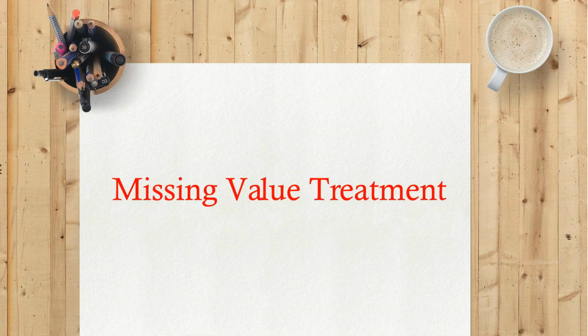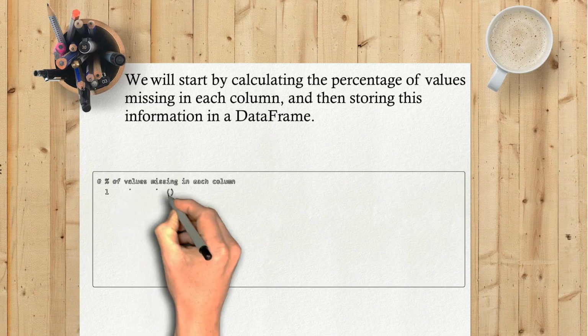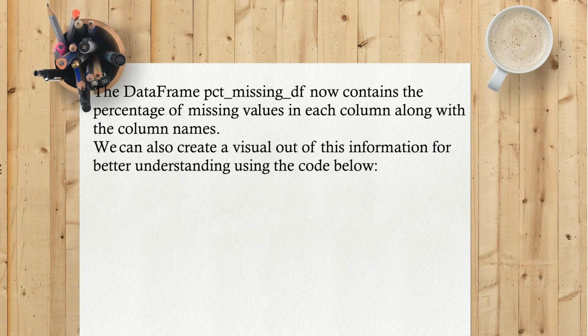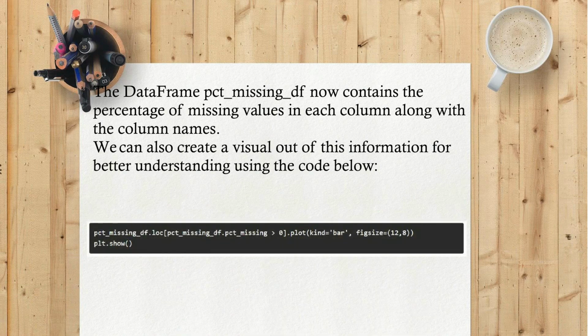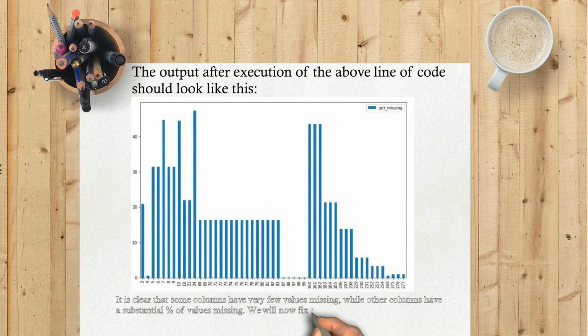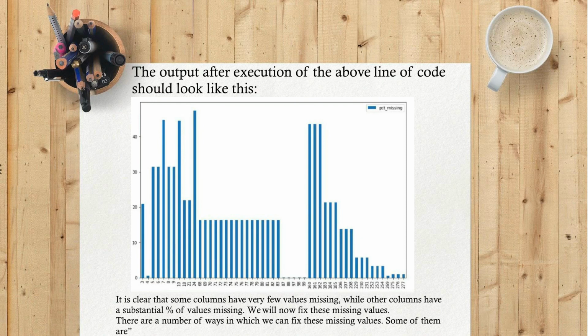Missing value treatment. We will start by calculating the percentage of values missing in each column, and then storing this information in a data frame. The data frame pct_missing_df now contains the percentage of missing values in each column along with the column names. We can also create a visual out of this information, for better understanding, using the code below. The output after execution of the above line of code should look like this. It is clear that some columns have very few values missing, while other columns have a substantial percent of values missing. We will now fix these missing values.